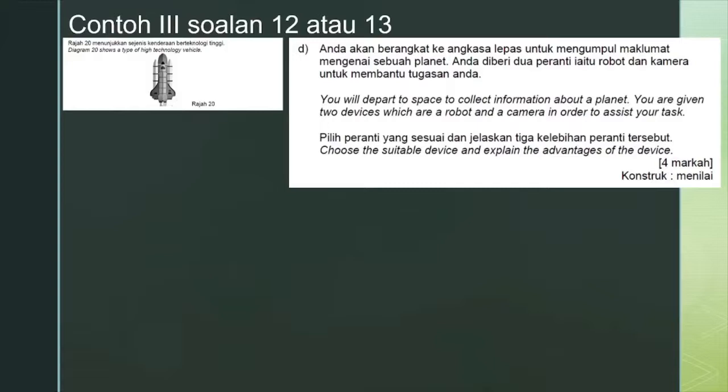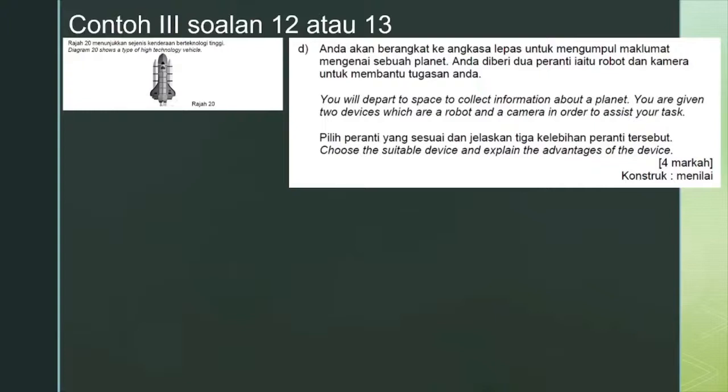Okay, next question. Soalan seterusnya, anda akan berangkat ke angkasa lepas untuk mengumpul maklumat mengenai sebuah planet. Anda diberi dua peranti, iaitu robot dan kamera untuk membantu tugasan anda. Alright, you will depart to space to collect information about the planet. You are given two devices, which are a robot and a camera, in order to assist your task. Pilih peranti yang sesuai dan jelaskan 3 kelebihan peranti tersebut. Choose the suitable device and explain the advantages of the device.